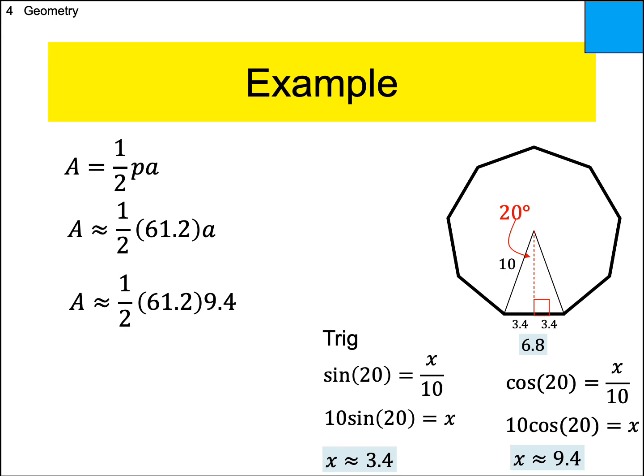We plug that into our formula. We simply do the math. 0.5 times 61.2 times 9.4 is about 287.6 square units. Holy moly, that was a lot of work.